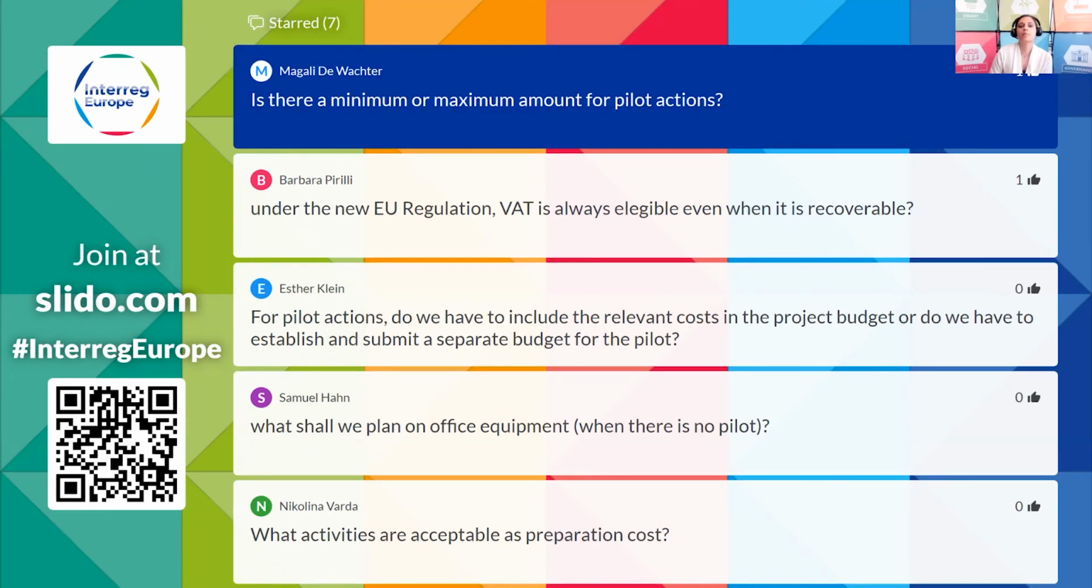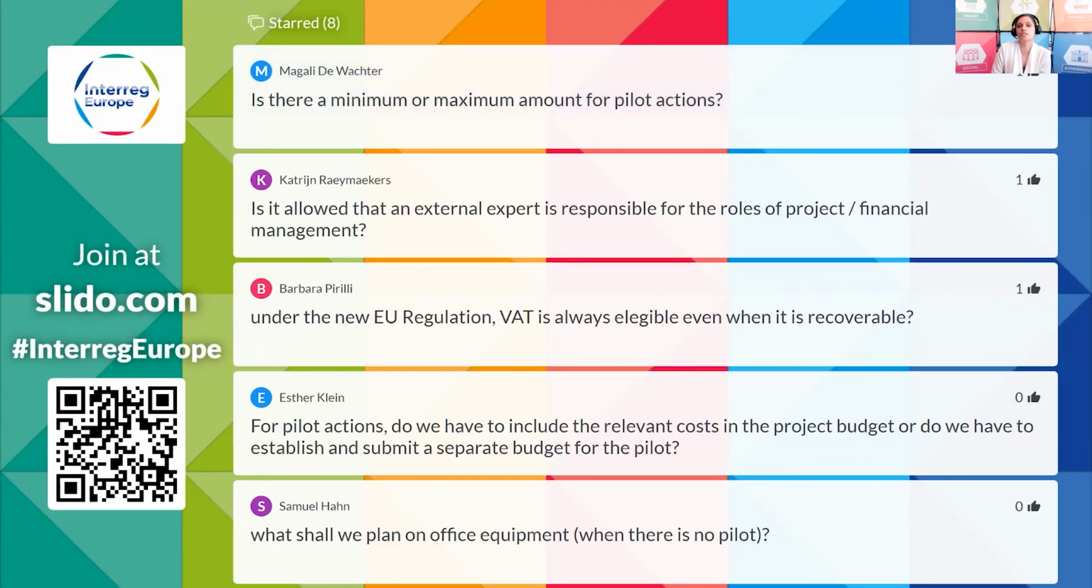Ilaria Magali is asking, is there a minimum or maximum amount for pilot actions? There is indeed a program recommendation on the minimum and maximum budget for pilot actions. It should range from 40,000 euros up to 120,000 euros. This recommendation is also visible in the manual, and it's based on the experience we had with pilot actions in the previous program. We saw what our projects did and budgeted for pilot actions, and we put this recommendation forward to give you a reference for what you should plan in terms of budget for pilot actions.